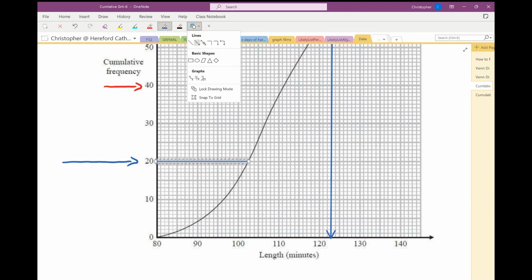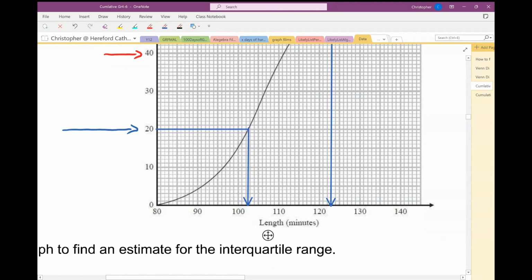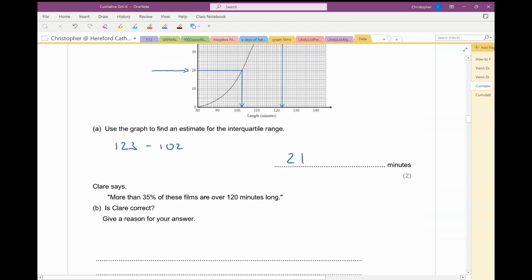and then draw a line down here, and read off the length of the 20th film for me. That looks like 103, 102, 103 minutes. Let's call it 102. I don't think we need to worry about the odd 30 seconds. So the interquartile range is the difference between those two. So 21 minutes is the interquartile range.